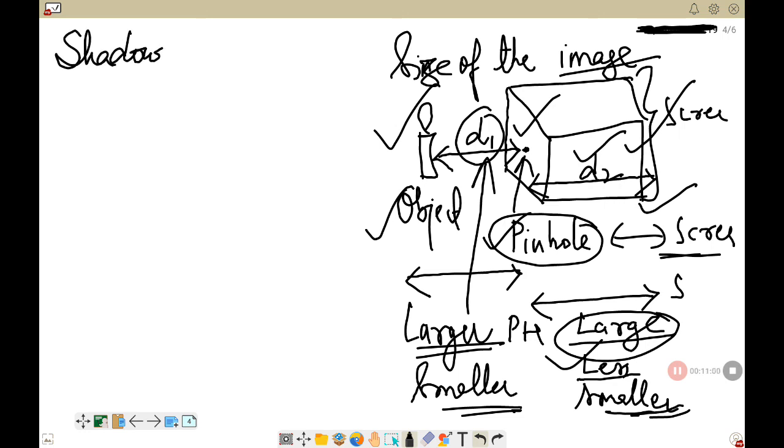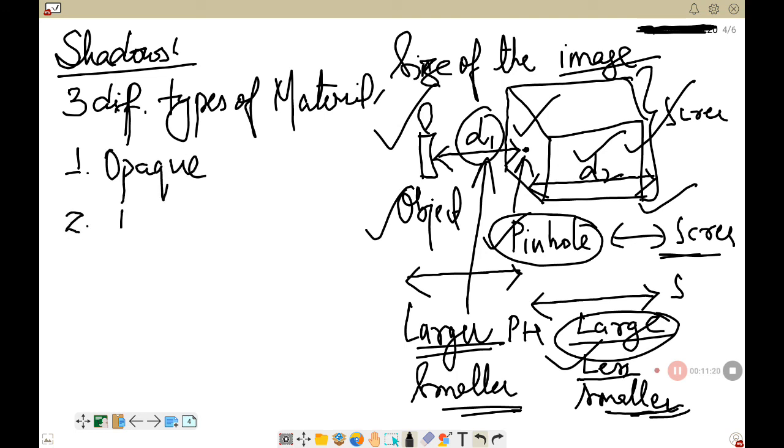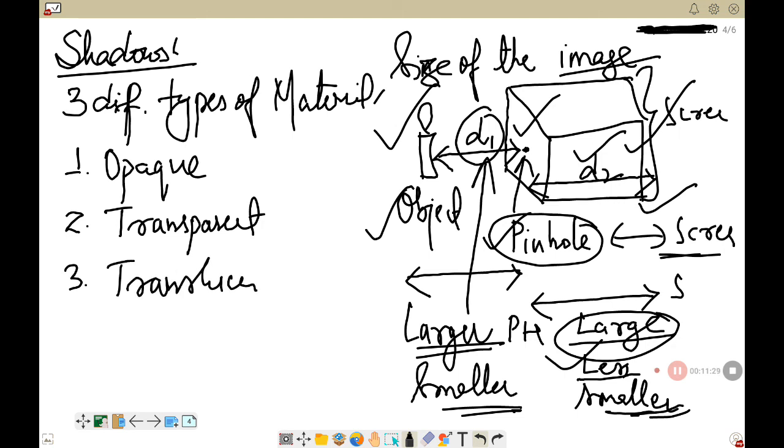Shadows. Now before we learn about shadow, we must understand that there are three different types of materials. Number one is opaque. Number two is transparent. And number three is translucent. As I've already told you about translucent, let's first begin with opaque. Opaque are those materials or objects which do not allow light to pass through them.